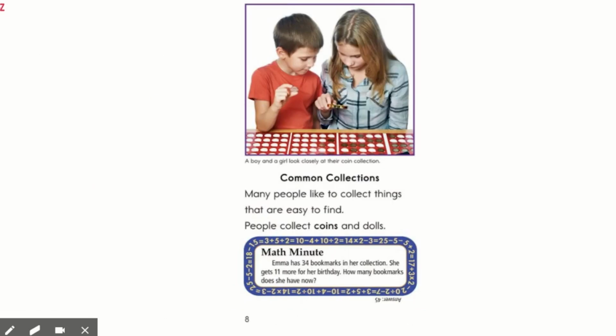Common collections. Many people like to collect things that are easy to find. People collect coins and dolls. Math Minute. Emma has 34 bookmarks in her collection. She gets 11 more for her birthday. How many bookmarks does she have now? After you've finished reading the story, I would encourage you to come back to this Math Minute to solve the problem. If you look at the photograph, underneath the caption reads, "A boy and a girl look closely at their coin collection."